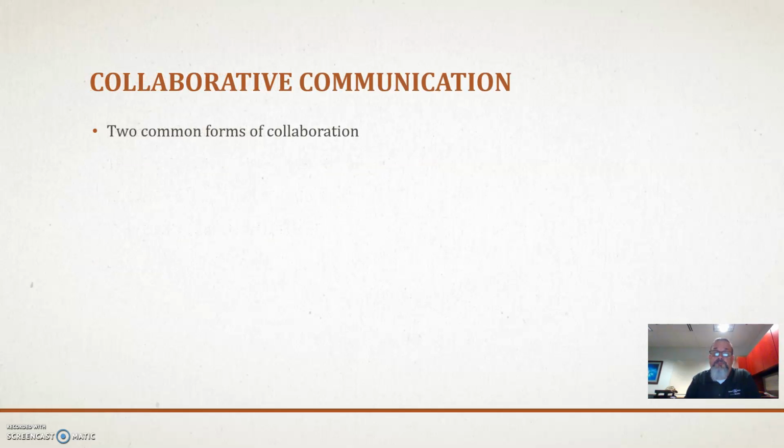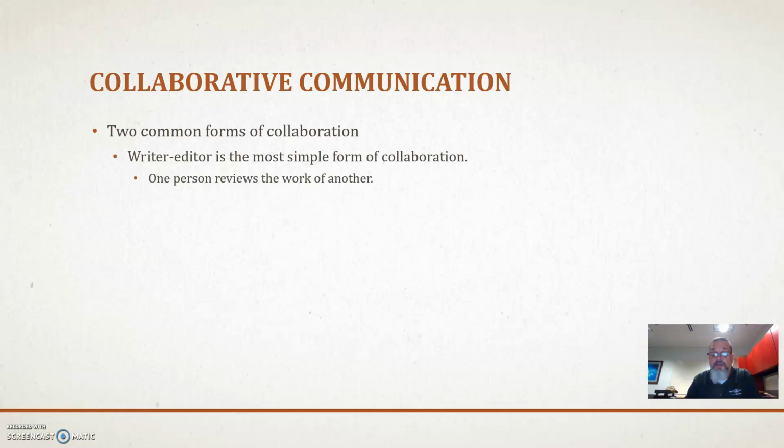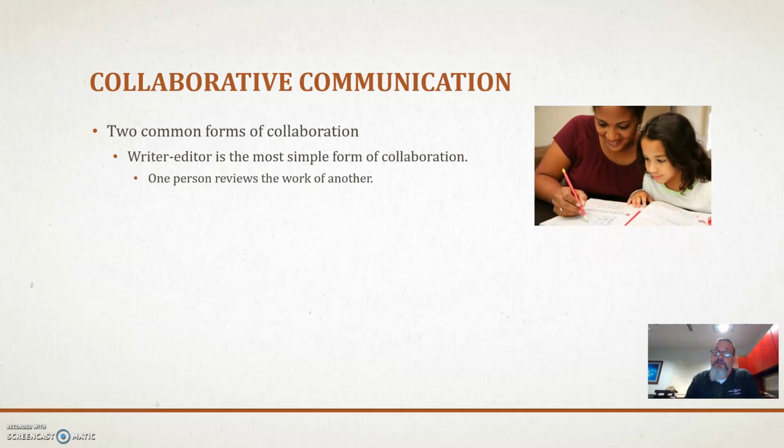There are two common forms of collaboration. The first being a writer-editor, where one person reviews the work of another. A good example is simply a parent going over a child's homework. The child does the work, the parent goes over it and provides feedback.